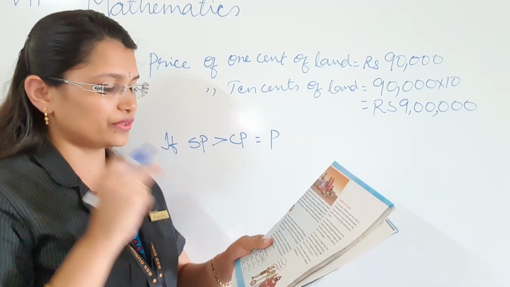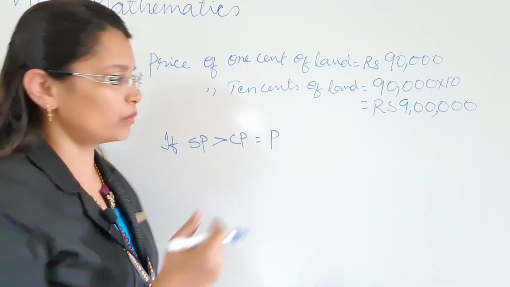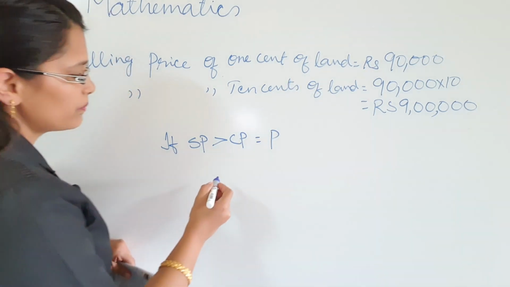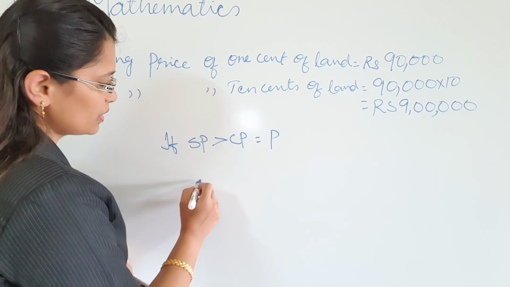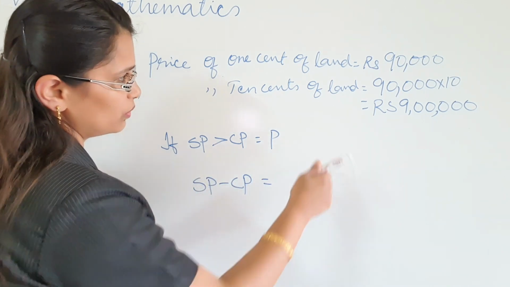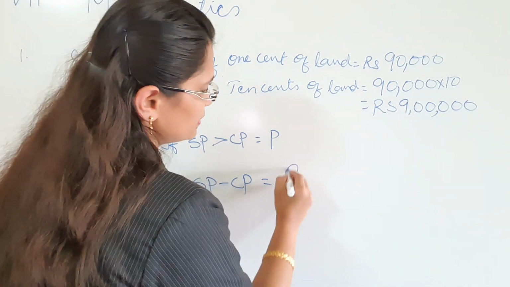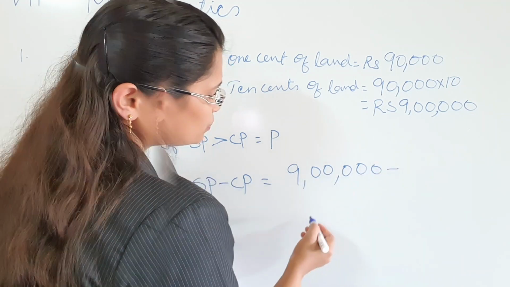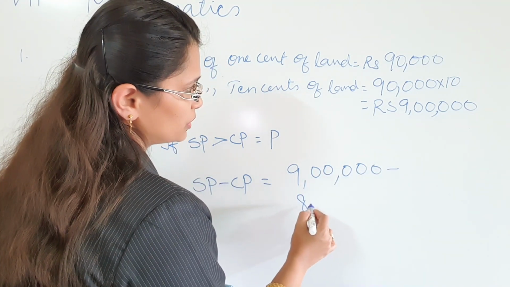And then the second question, how much? How much means you have to find out the difference between selling price and cost price. So selling price minus cost price is equal to, how much is the selling price? 9 lakh. Minus, what was the cost price?